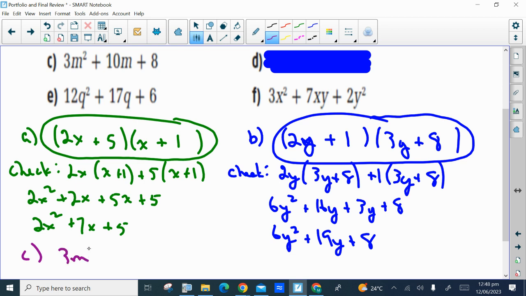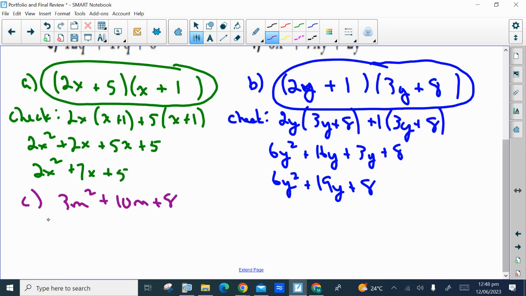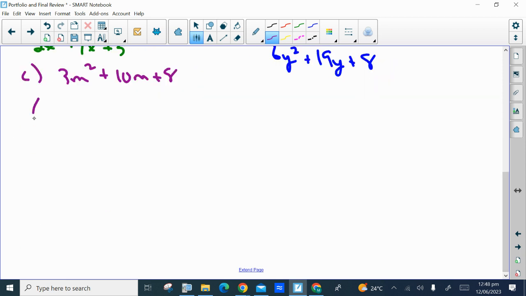All right, looking at question C. I'm just going to write it out here. 3m squared plus 10m plus 8. No common factor there. So if there are factors, they will be binomial factors. And the front terms multiply to get 3m squared. So that's a 3m and a 1m. The last terms multiply together to get 8. So it could be 2 and 4 or 1 and 8. Let's try 2 and 4 like this and see if that works.